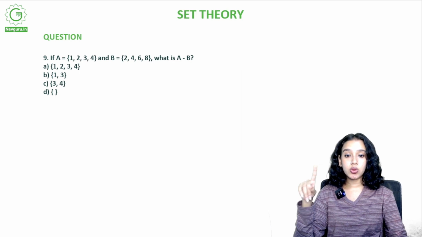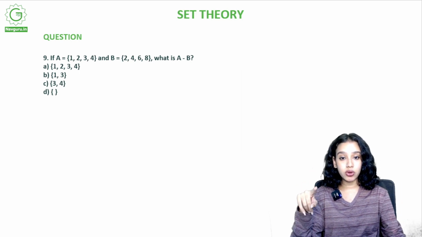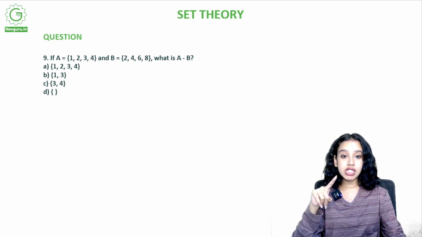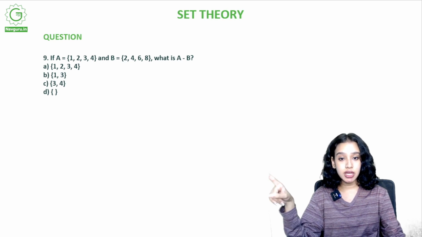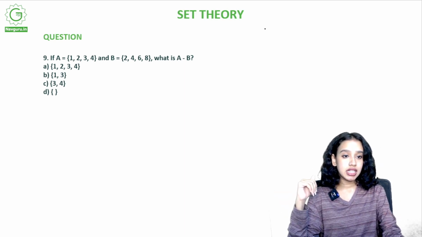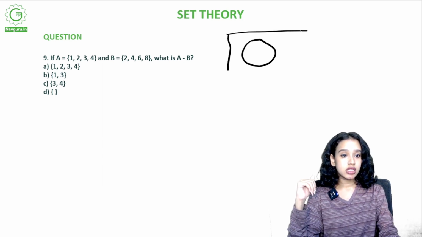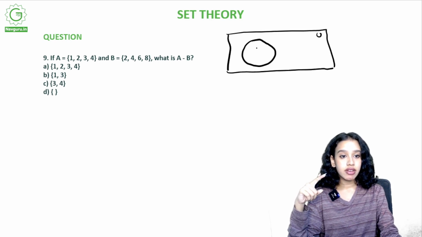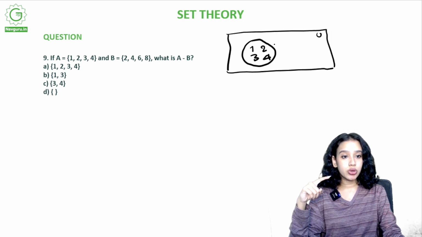If A is equal to {1, 2, 3, 4} and B is equal to {2, 4, 6, 8}, what is A minus B? So what is happening here? Let's draw a Venn diagram. Okay, this is the universal set, right? Now A has 1, 2, 3, 4 and B has 2, 4, 6, 8.